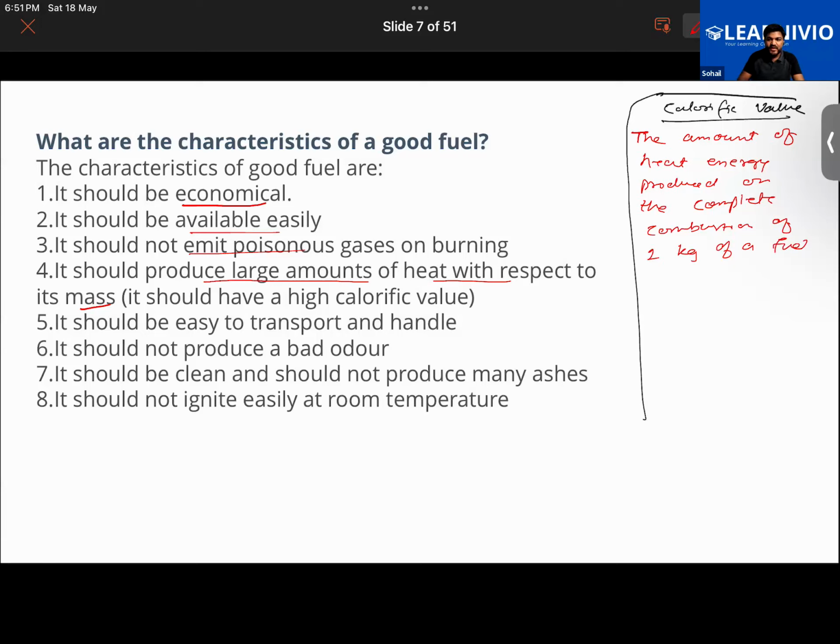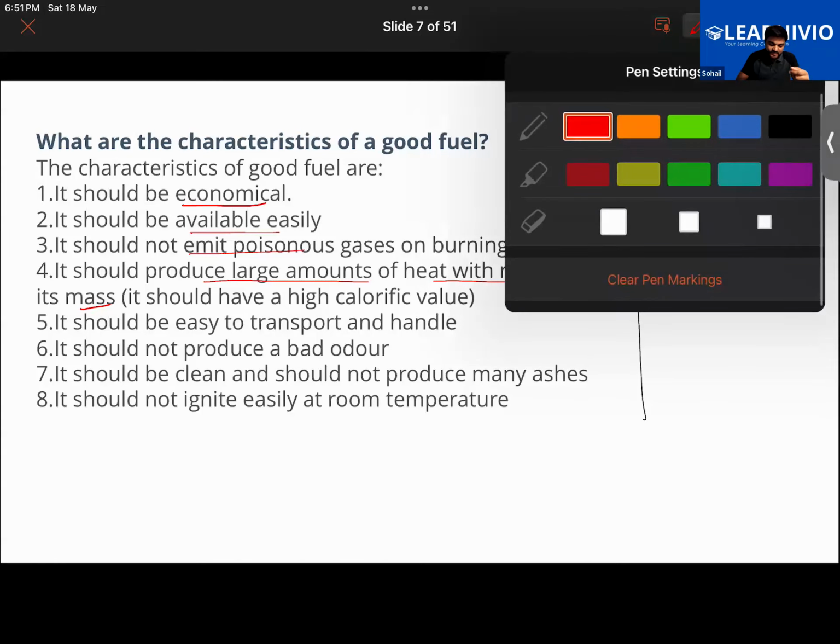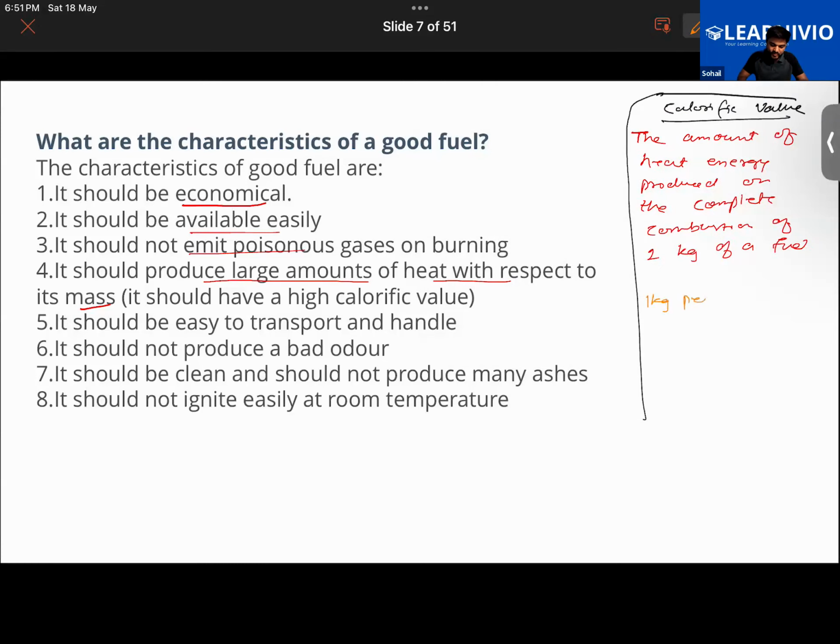Now, let's say you have 1 kilogram of petrol. Let's forget about liters or other units. Just for convenience, let's say that we are taking the unit as kilogram. If you were to burn 1 kilogram of petrol, also one more thing, let me write about its unit right now. The unit of calorific value is kilojoule per kilogram. Now, what is joule here and what is kilojoule? Let me tell you that. Joule is the unit of energy, and 1000 joule is equal to 1 kilojoule. Is that clear to everyone?